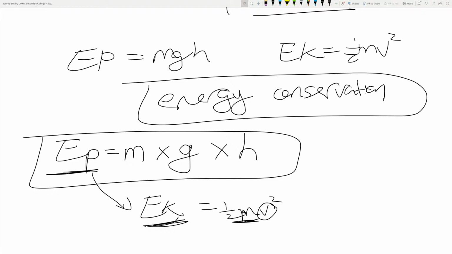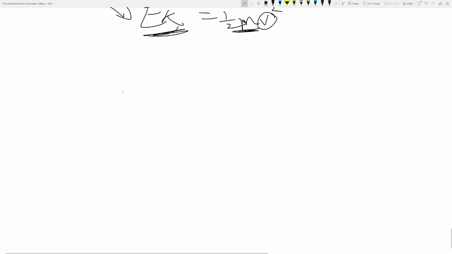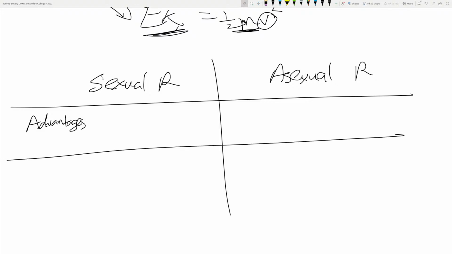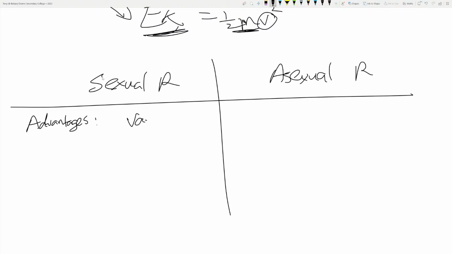Can you go over the benefits of reproducing? Okay, so sexual reproduction and asexual reproduction. The advantages and disadvantages are literally just the opposite for these two different types. So the advantage of sexual reproduction is variation. That's the biggest advantage you can have. Variation means there's a higher survival chance of the species.